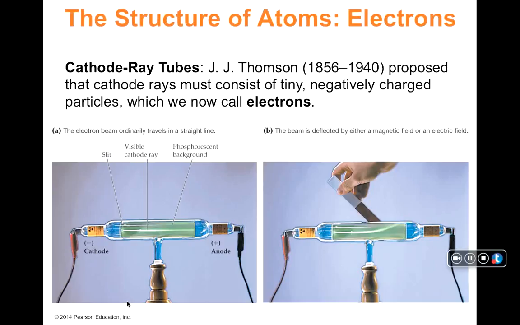So this said first that there are some particles that are passing through, and that if he applies that magnetic field, he can see that the ray gets bent, and because of the direction of the bending of the ray, he could discover that they were negatively charged because they were attracted to the positive pole of the magnet.